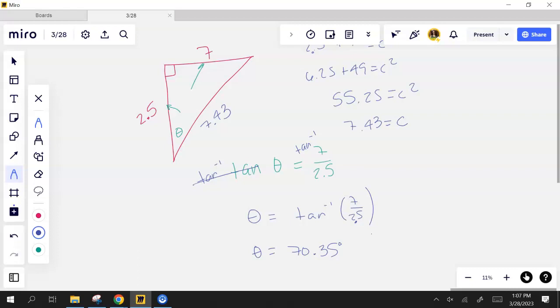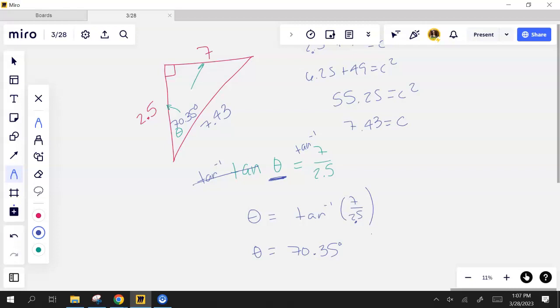Yes, Brooklyn. Because for this particular problem, I needed the theta. I didn't have one of the angles. I didn't have any angles whatsoever.